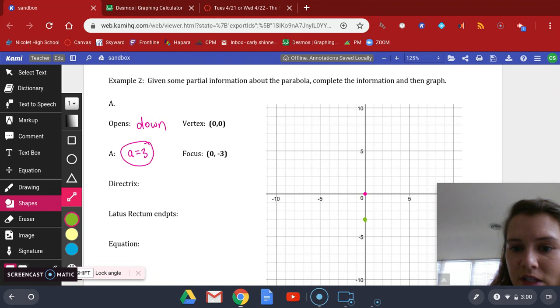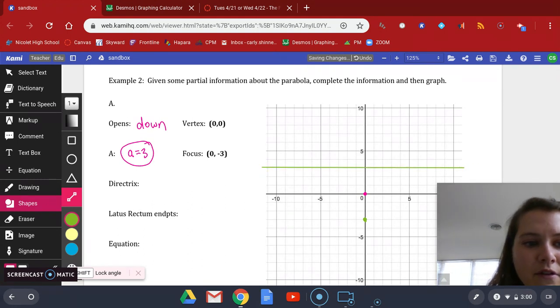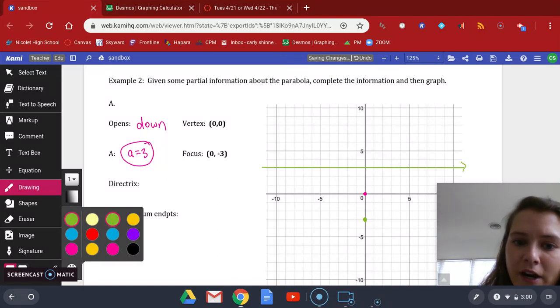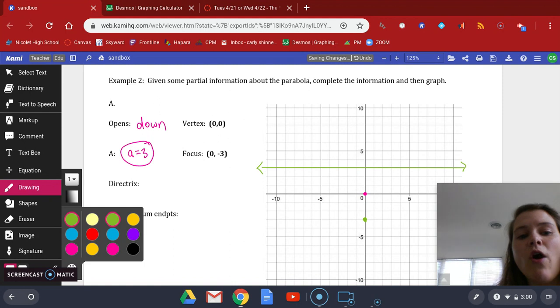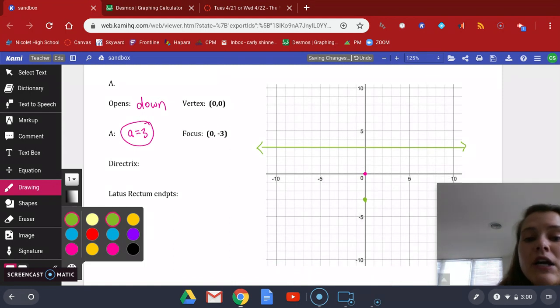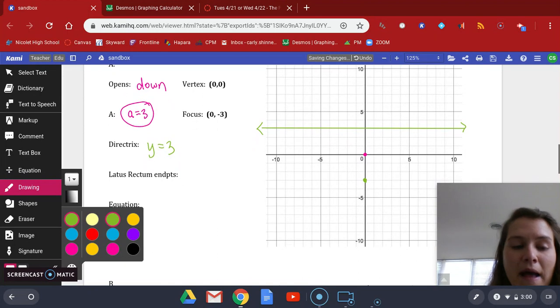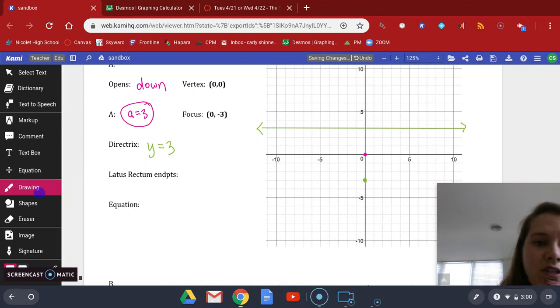All right, so now let's do my directrix. So the directrix is going to be 3 units behind my vertex. I'm just going to put some endpoints here. So this is the horizontal line. So that would be y equals 3 for my directrix equation. And now let's get my latus rectum points. So that's 2 times a. So 2 times 3 is 6. So this is going to be a bigger one.